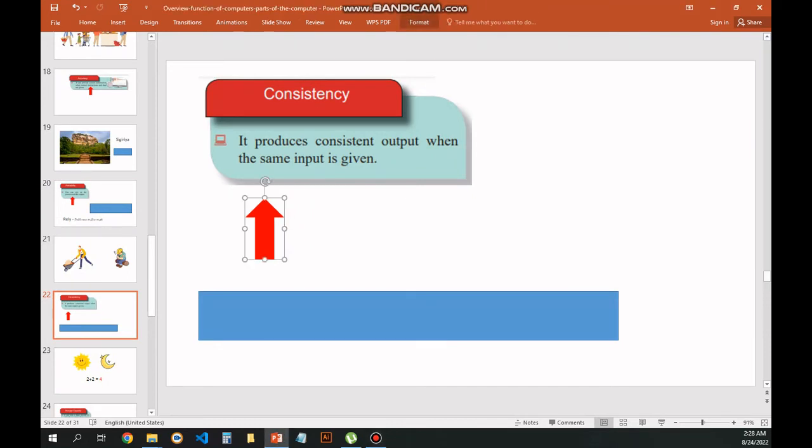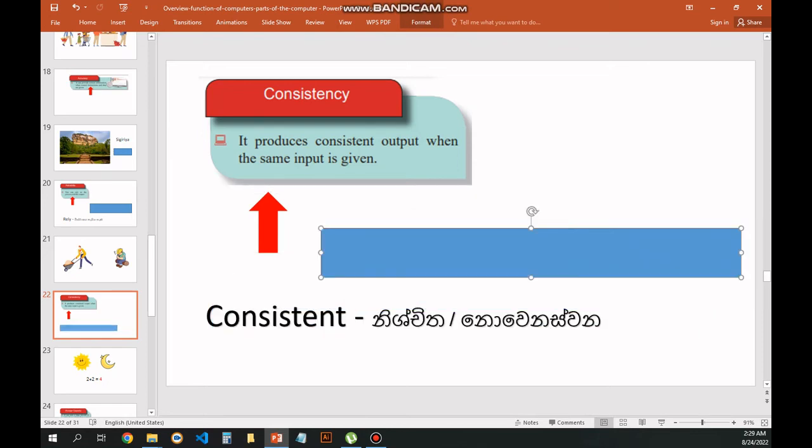Let's try to read. It produces consistent output when the same input is given, right? Okay, what do you mean by this word consistent? Consistent means nishchita, right? In Sinhala we say nishchita, novenas vana, right? So that means it's not going to change, right?